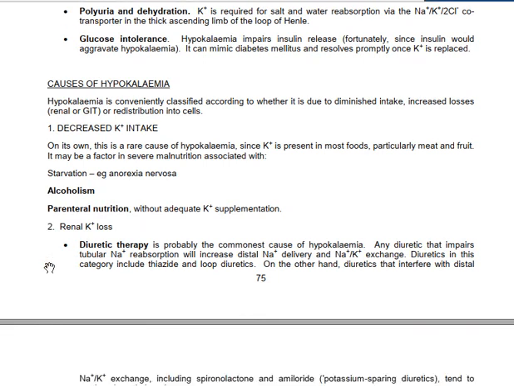Now the next cause is going to be renal losses. You need to know that potassium ion can be lost via the kidney. Renal losses can occur via diuretics. Is it clear? So when you use diuretics which are not potassium ion sparing, you're going to have excessive loss of potassium ion, which is going to result in hypokalemia. So any diuretic that impairs the tubular sodium ion reabsorption is going to affect the potassium ion. Is it clear?